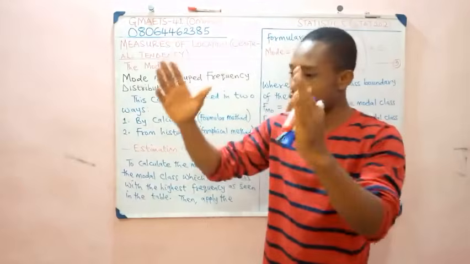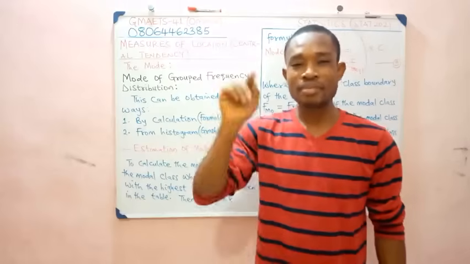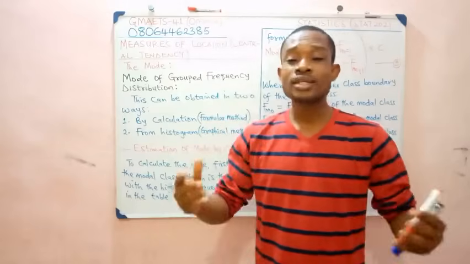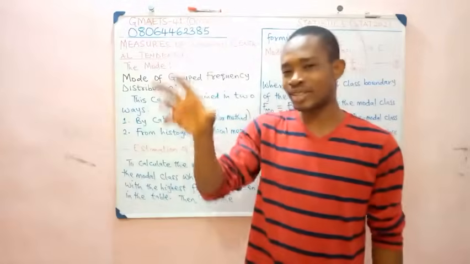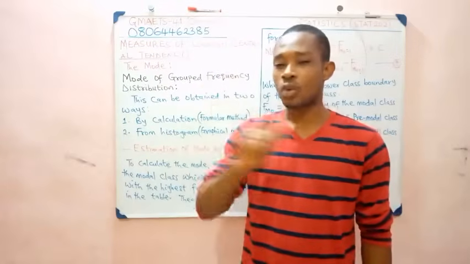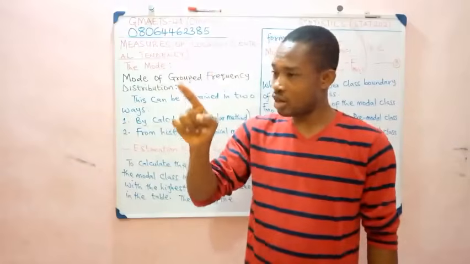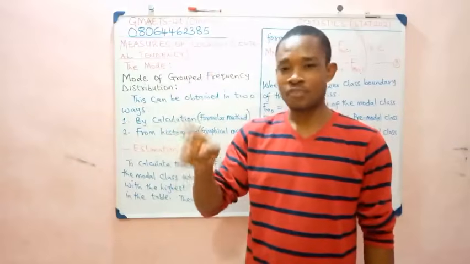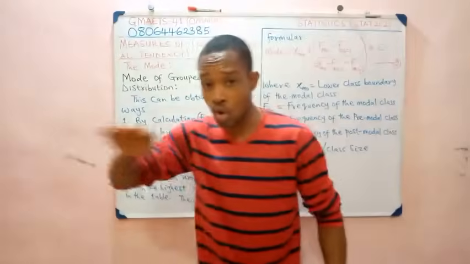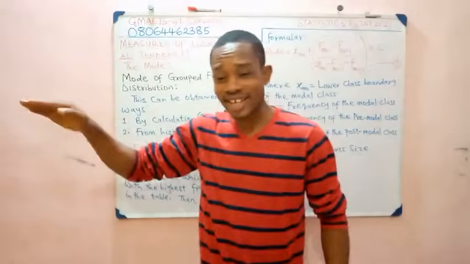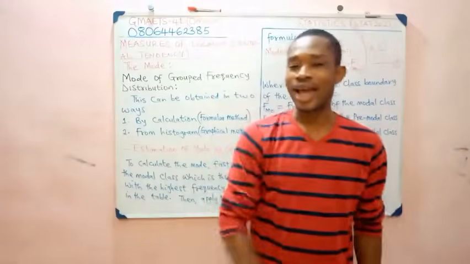Alright, so you go to your group frequency table, look at that table, identify the modal class. And what is the modal class? The modal class is simply that class in that table that has the highest frequency. So all you need to do is go to the frequency column, check. Alright, what is the highest number in that frequency column? That highest number, the horizontal row of that highest number in that frequency column is your modal class.